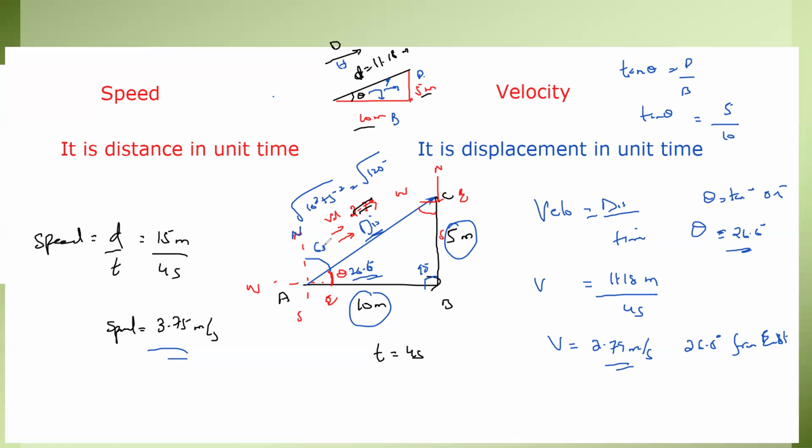So this will be 63.4. So I can say it is 63.4 from north, or I can say east of north. That's how we work out the direction of the velocity. We work out the direction of the displacement, and the direction of the displacement is the same as the direction of the velocity. Is this example clear?